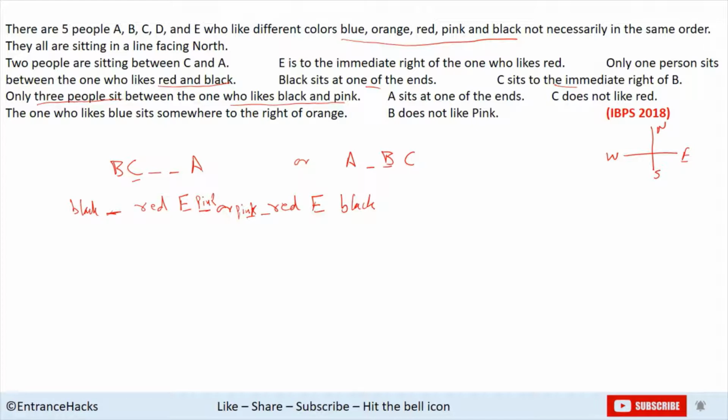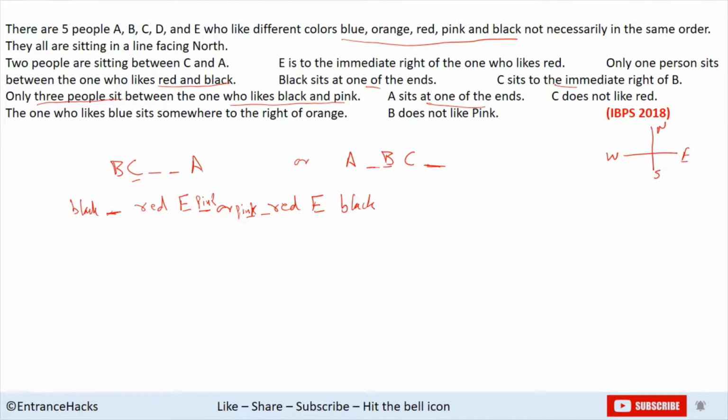Now the next statement is A sits at one of the ends. Now since A sits at one of the ends, we can modify this statement to get this. Here already 5 people are here, but here only these 4 persons are fixed, but A is now sitting at one of the ends, so we have one more position here to the right of C.